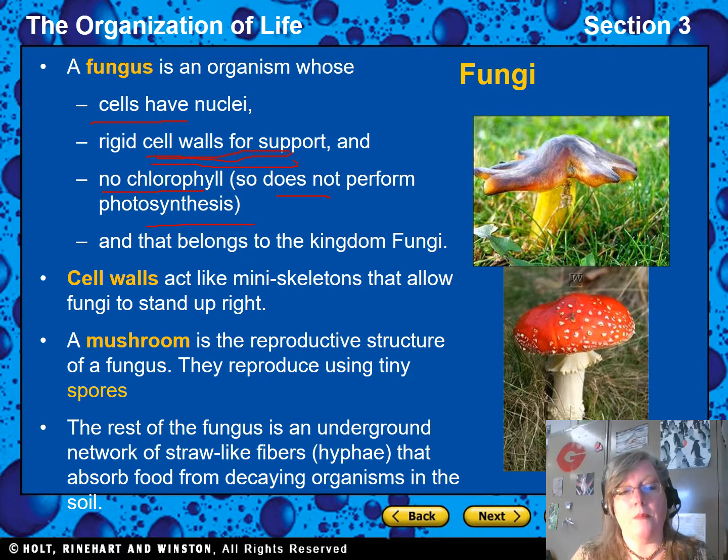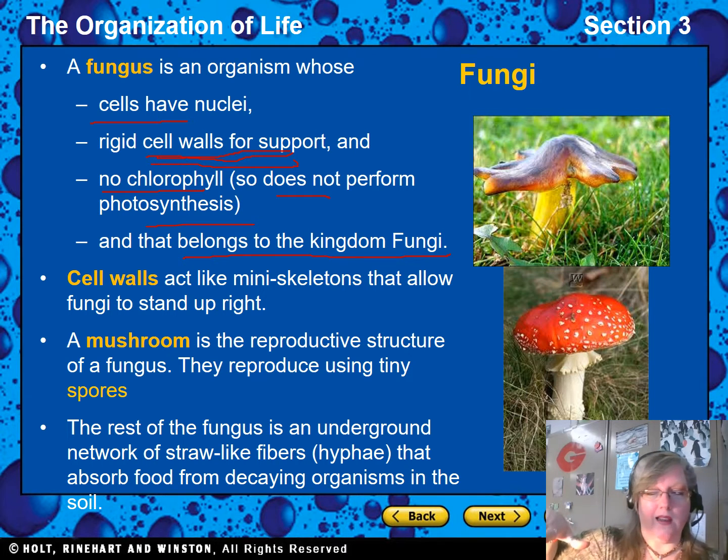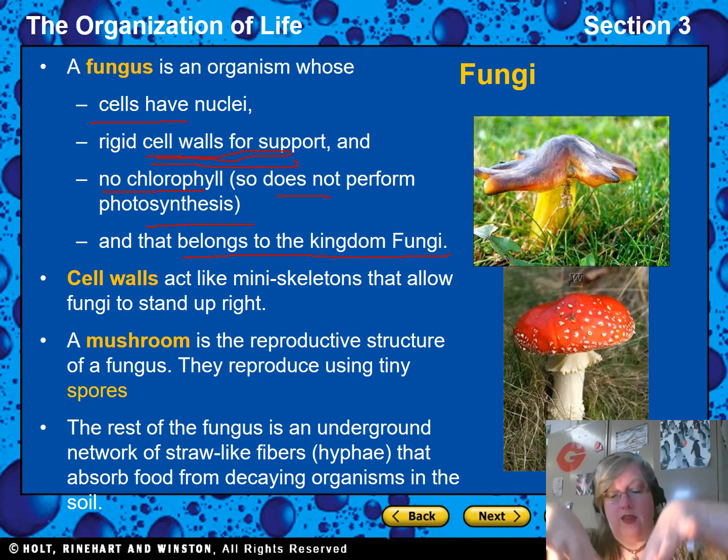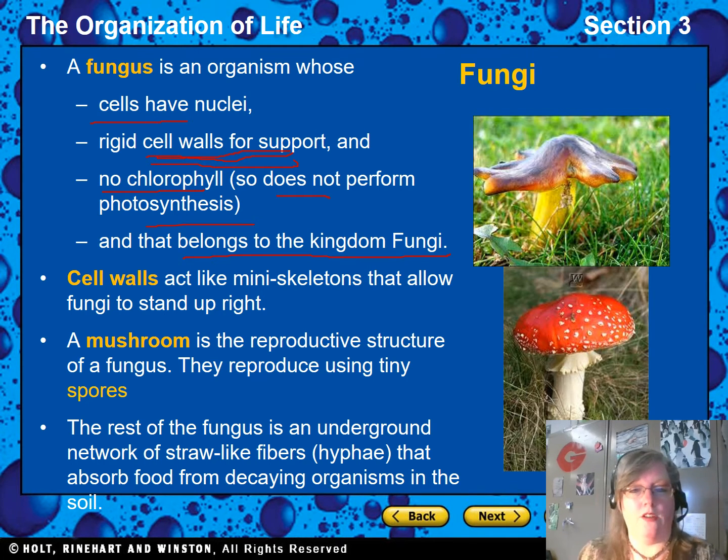So that's how they got to be their own kingdom. They have cell walls like a plant does, but they have to consume their food like an animal does. So that means they have their own box, their own kingdom. They do have the cell walls, and the cell walls act like mini skeletons, just like for the plant, to help the fungus stand upright.